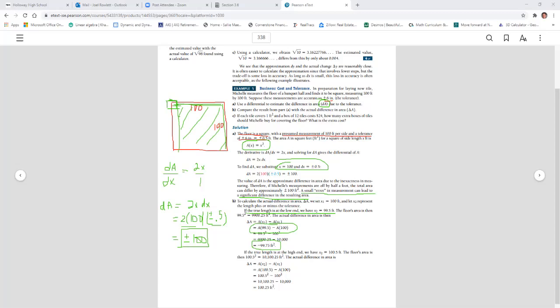But what if the measurement happened to be closer to the upper end? 100 feet plus half of a foot. Well, take the area of a 100.5 by 100.5 square, subtract from that the estimated amount, which was 100 by 100, and at the high end, she would have 100.25 square feet.